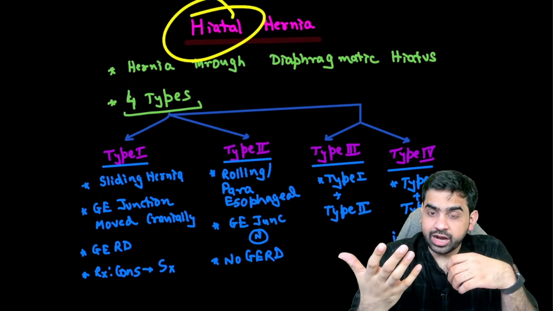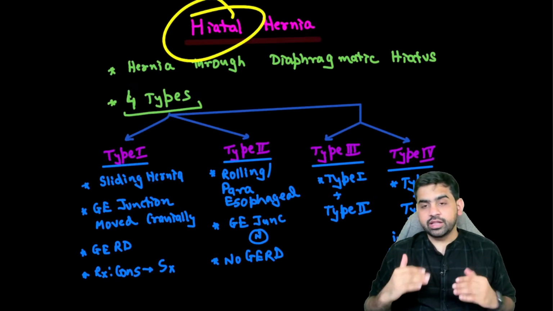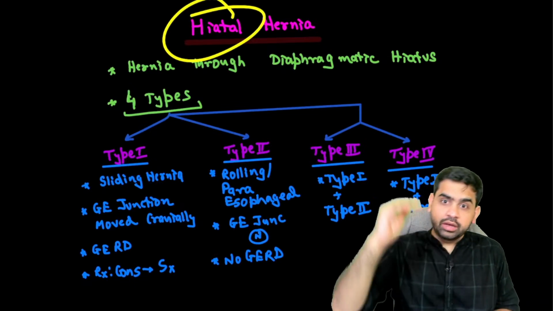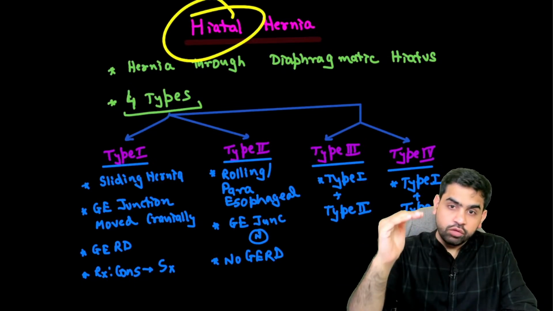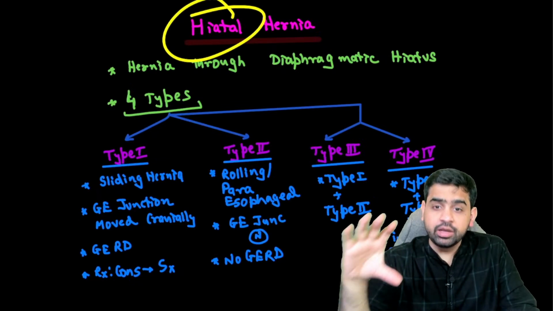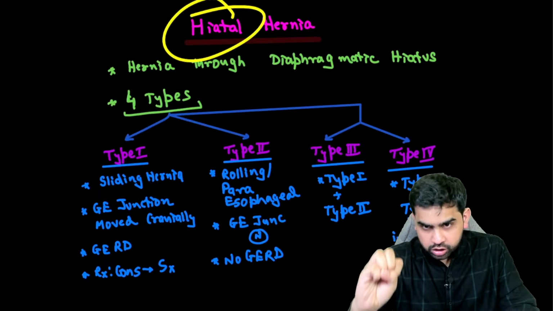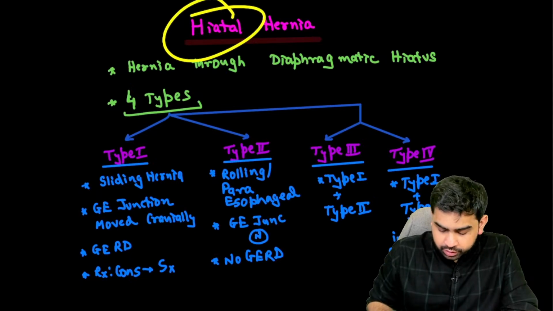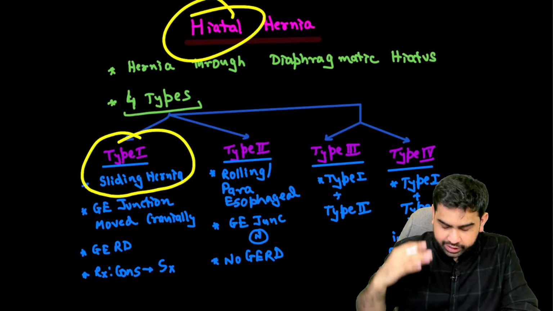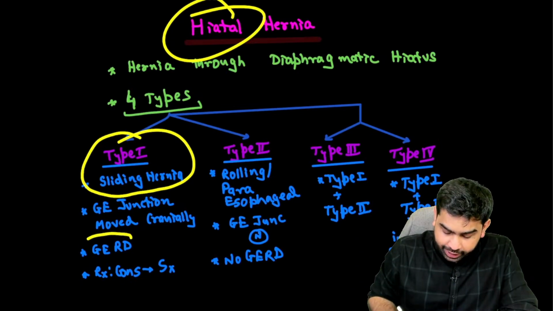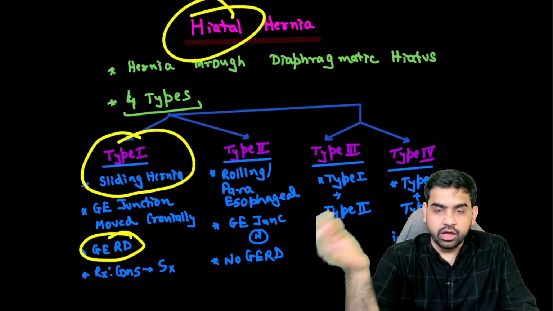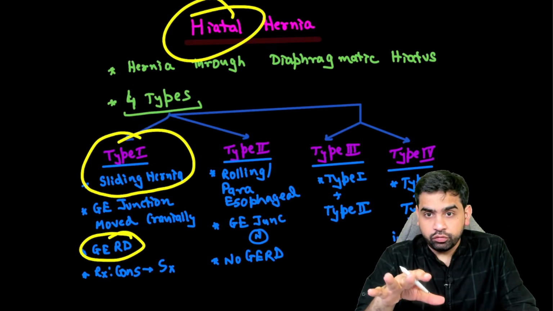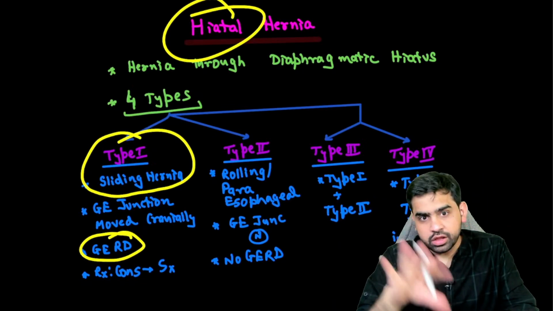What do you understand by the sliding hiatus hernia? In this, the gastroesophageal junction is pulled up. If the gastroesophageal junction is pulled up, what is going to happen? The intra-abdominal length of the esophagus is going to go down, and that is why the GERD is going to happen. That is the reason why sliding is type 1. So the gastroesophageal junction is pulled up, and over here what you find is GERD. If there is a patient with GERD, what you first do is conservative management. If that fails, then you go ahead and do a surgery.